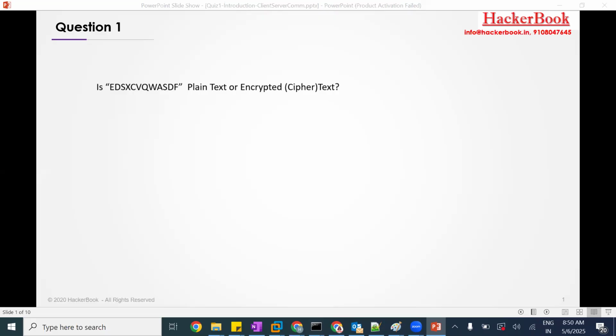We just discussed plain text means something which can be understood and has some meaning, whereas ciphertext means no meaning for that, and we cannot understand the ciphertext. The answer is ciphertext or encrypted.